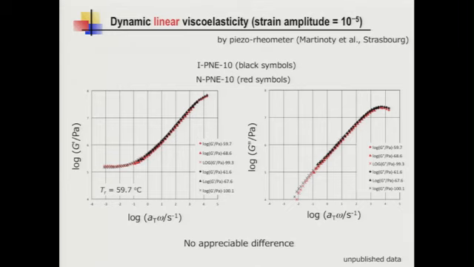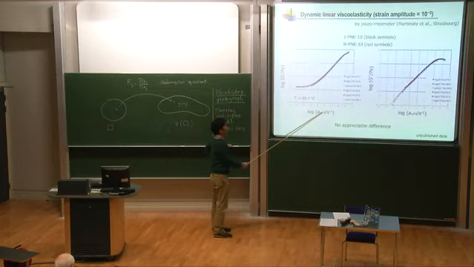So this data was obtained in collaboration with Dr. Mattenotti in Strasbourg. They have a special type of piezo-rheometer. Now the strain amplitude is 10 to the minus 5, so this is 10 to the minus 3 percent. This one is the storage modulus, this is the loss modulus, and this is the frequency.